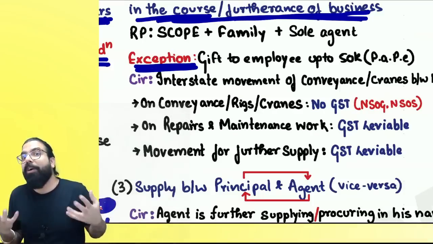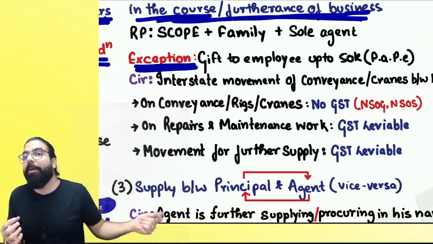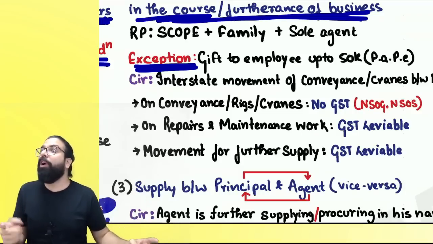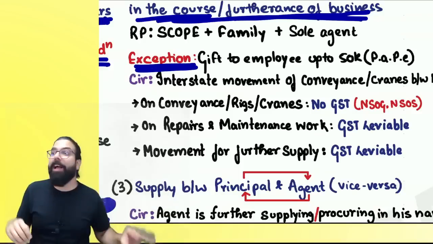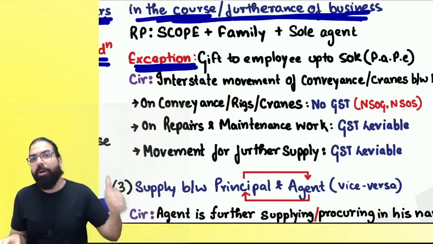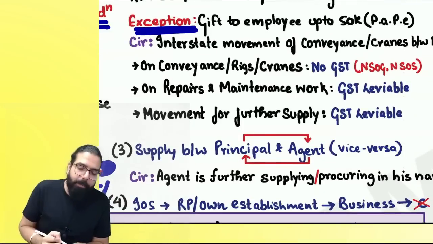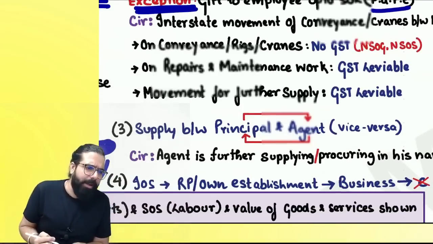Supposedly, I bought an iPad of 55,000, took the ITC, gave it to my employee. It is supply. More than 50,000, the total amount will become supply. If it is a supply, I will get ITC also. Are we all 100% clear? Gifts to employees up to 50,000 per annum per employee will not be a supply. That's an exception. But more than 50,000, the total amount will become a supply.